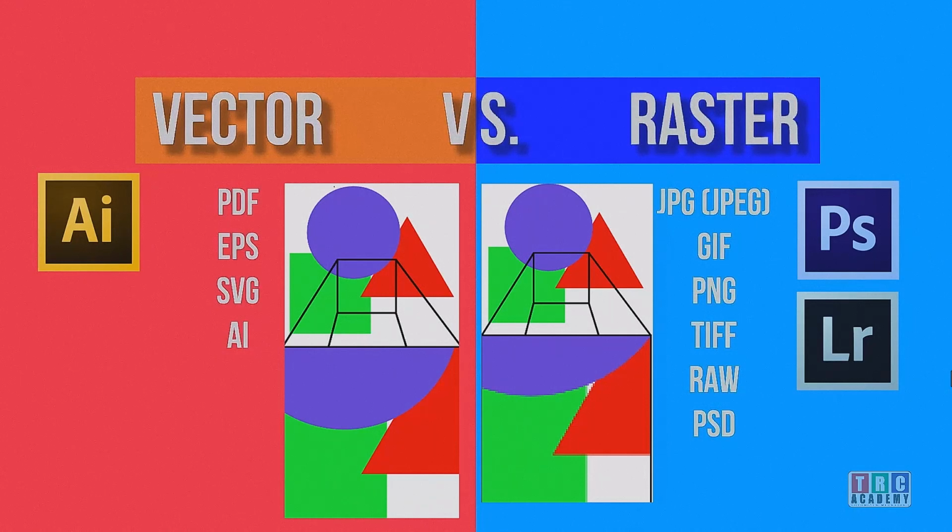All these are followed by a dot. Whenever you type a file name, you need to type the file name followed by .jpeg, .gif, .png, .tiff, .raw, .psd. This is very important, and you can see the difference here. In raster base, the edges are pixelated. In vector base, the thing is very smooth.